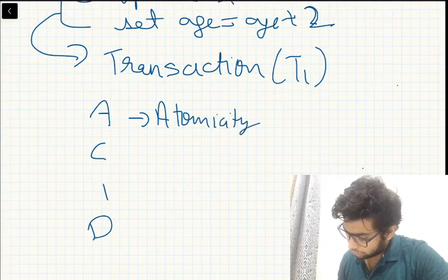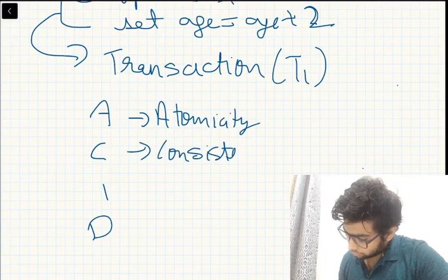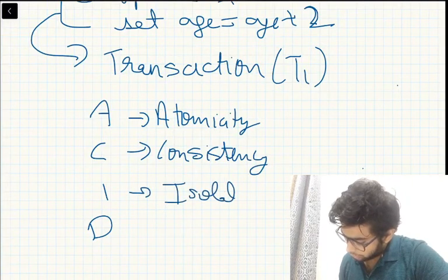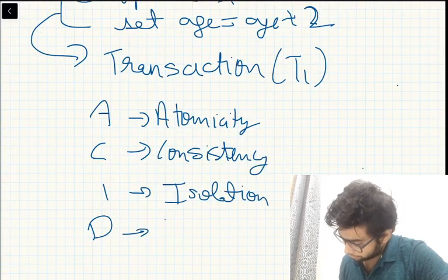C stands for consistency, I stands for isolation, and D stands for durability.